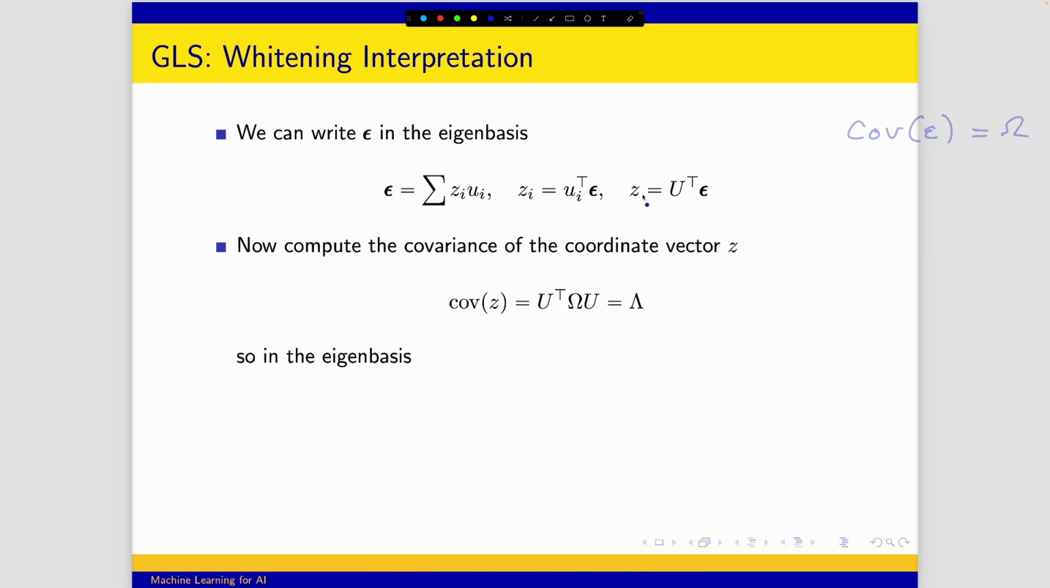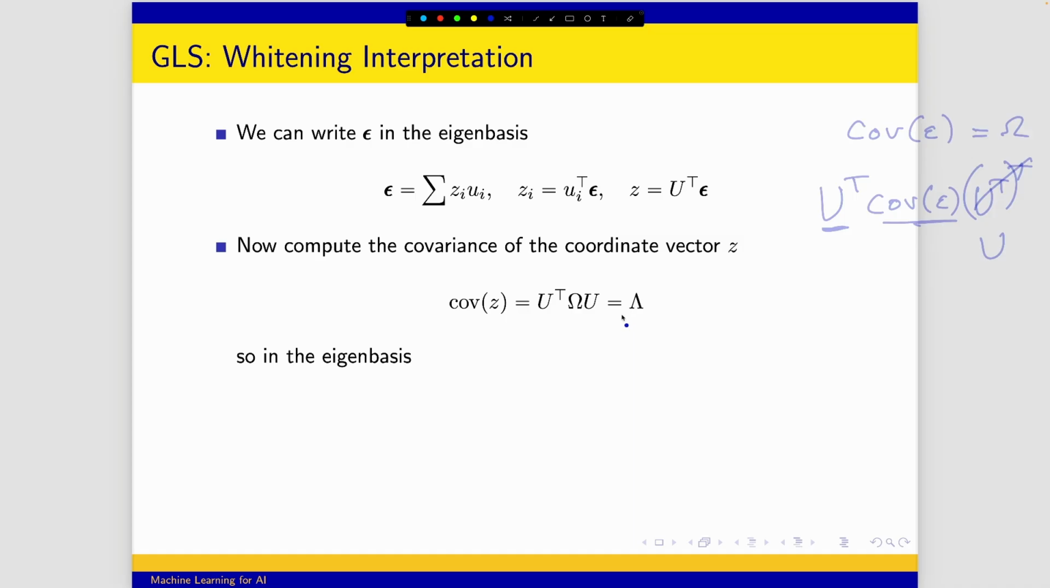And what's z? z is a linear transformation of epsilon. So the covariance of this linear transformation will be the covariance of epsilon times this matrix times the transpose of this matrix, U transpose transpose. But that's just U. And what's the covariance of epsilon? It's omega. So we get U transpose, covariance of epsilon, which is omega, times U, right? Which is what? That's lambda, right?